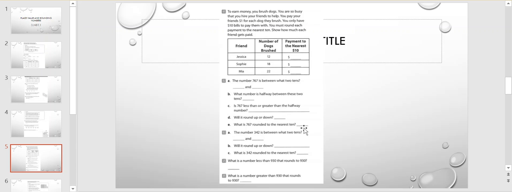Go ahead and do that now. Number 6, the number 342 is between which two tens? You're basically repeating the process of number 5. Will it round up or round down?